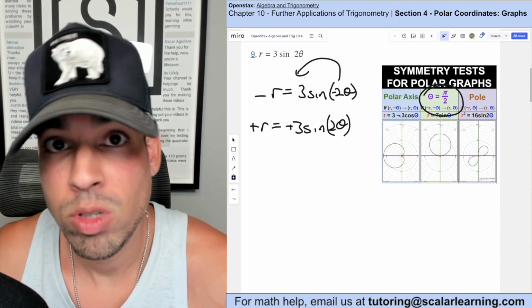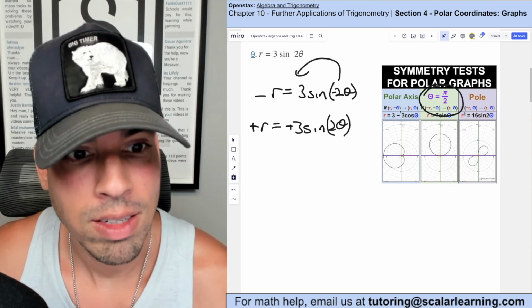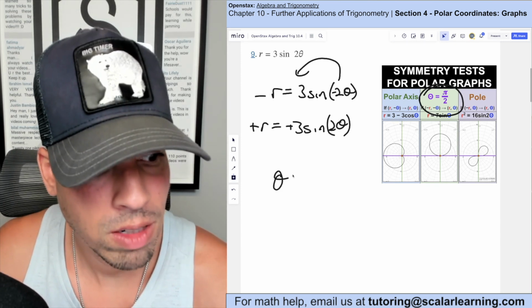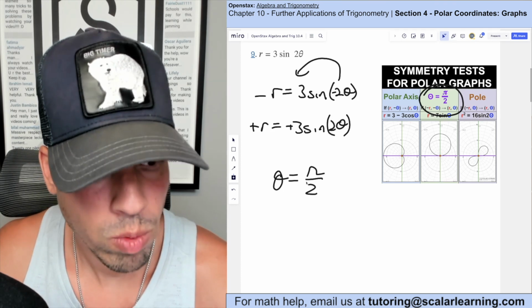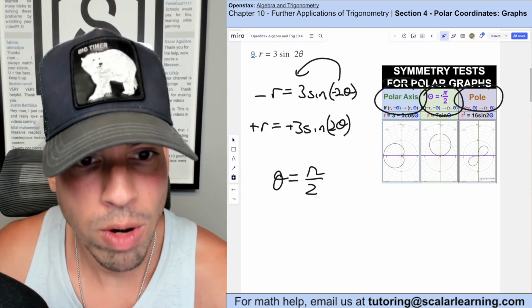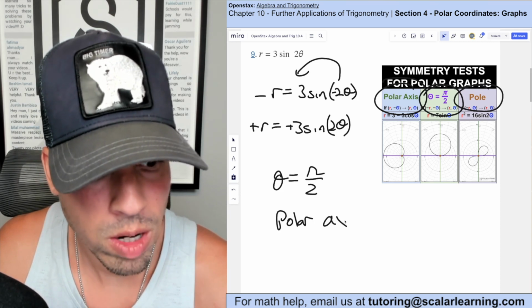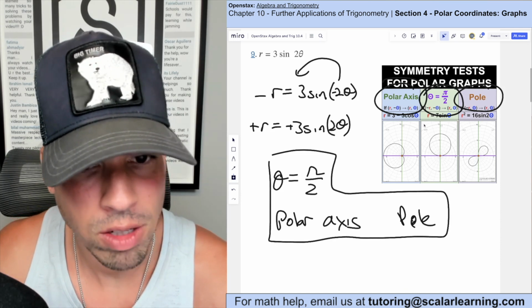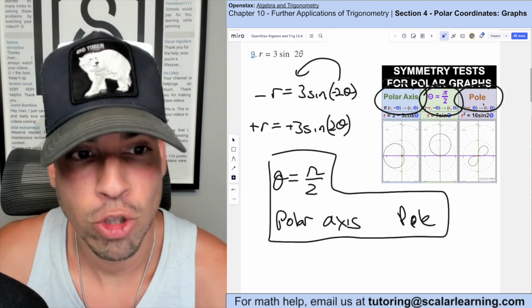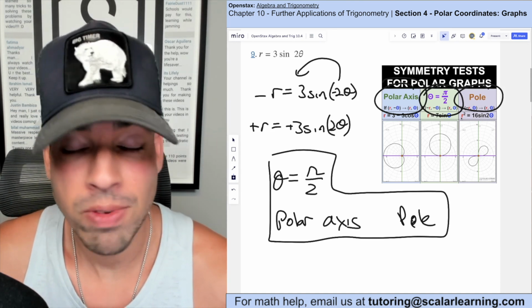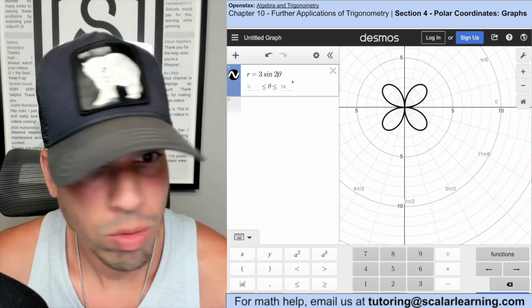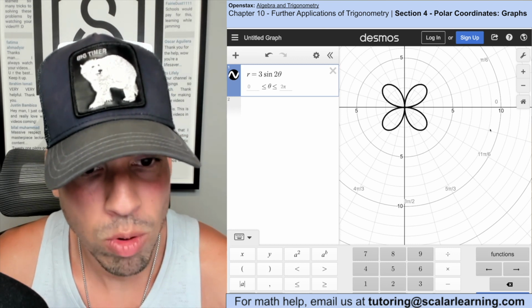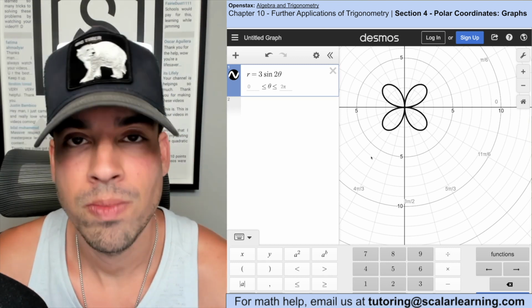Now, the other two tests are not going to pass. But remember, that's not indicative necessarily that it's not symmetric about the polar axis or the pole. So we know definitively it has symmetry about theta equals pi halves. But we end up also having polar axis symmetry as well as pole symmetry. Okay, we have all three. Even though it doesn't necessarily pass the other two tests, we still have that symmetry. So the test tells us for sure if you absolutely have symmetry, but if you fail, you still could. Now I'm going to show you the graph. So you can see with 3 sine 2 theta, it's symmetric in every single way, about theta equals pi halves, about the polar axis, and about the pole. So that's how you do it. Done.